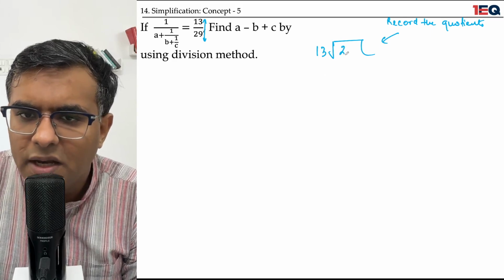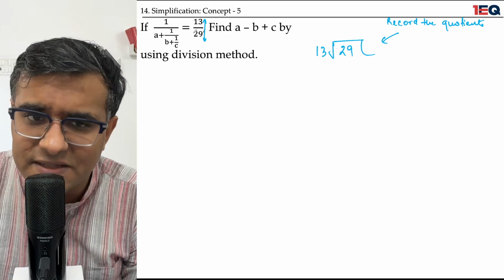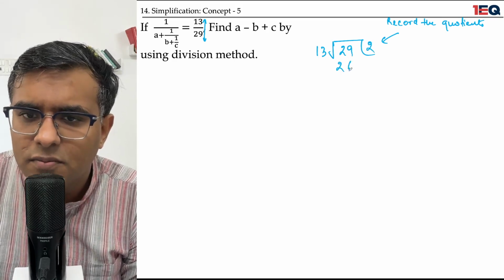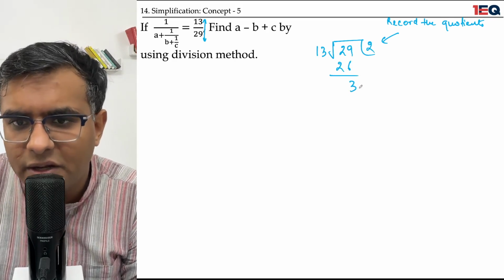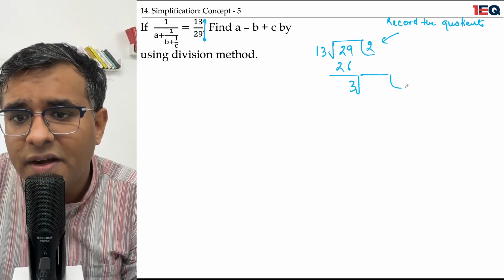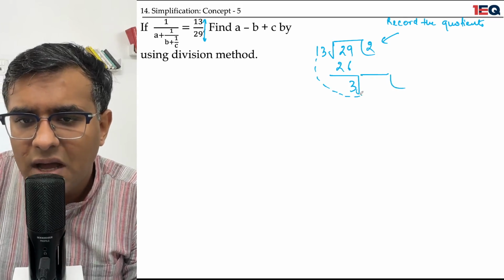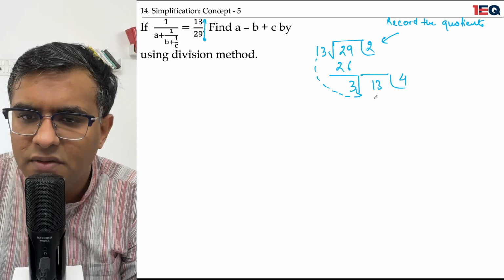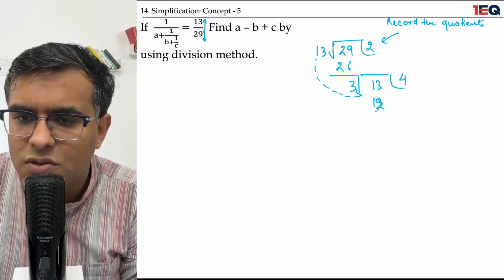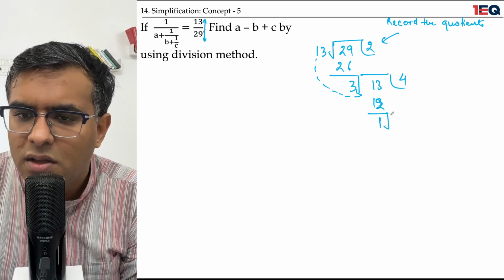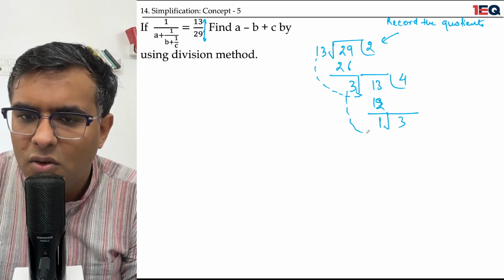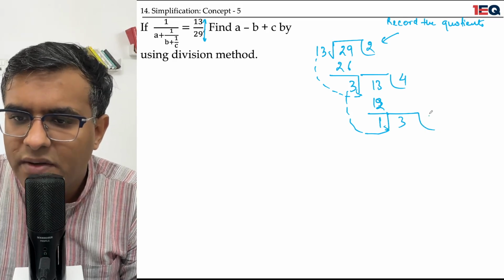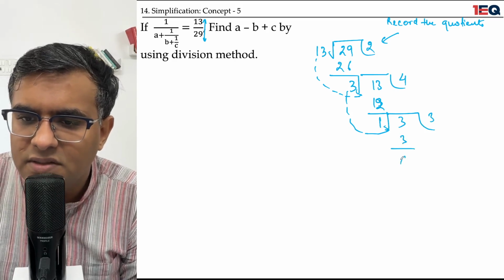13 by 29. I have already taken a reciprocal of it and written 13 by 29. So 13 twos are 26. Here I am left with a remainder of 3. This would be continued division with the last divisor. So 13 would go here. 3 fours are 12. This is 2, this is 12, and I'll get 1. Then the older divisor goes back inside as the dividend. So 1 threes are 3.